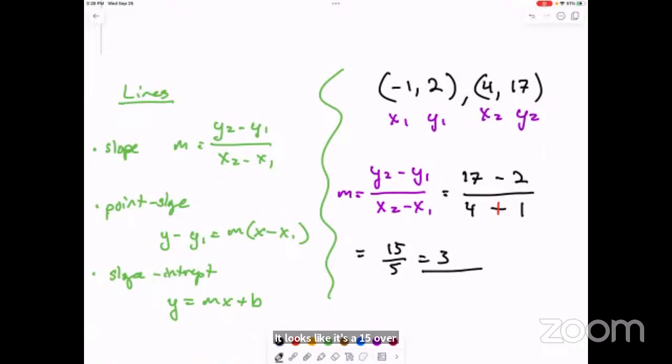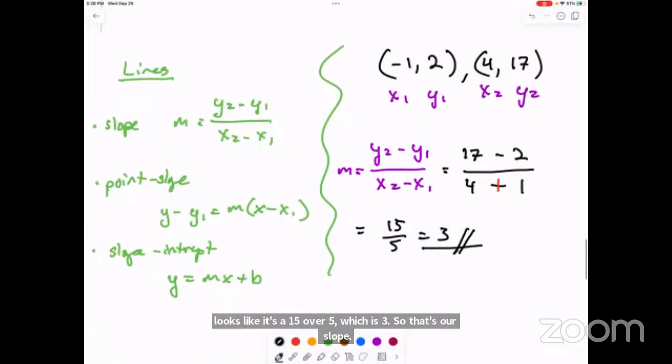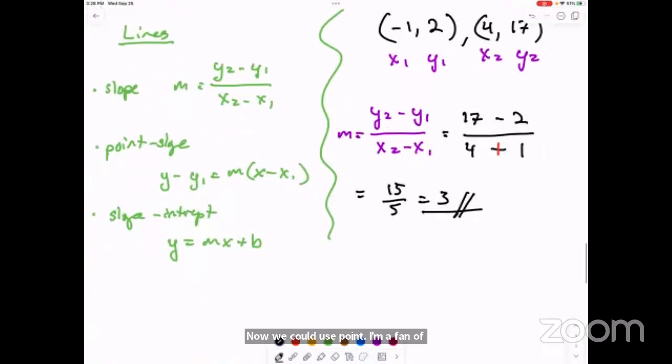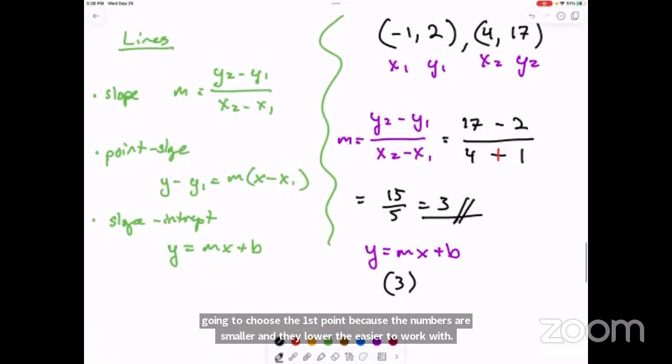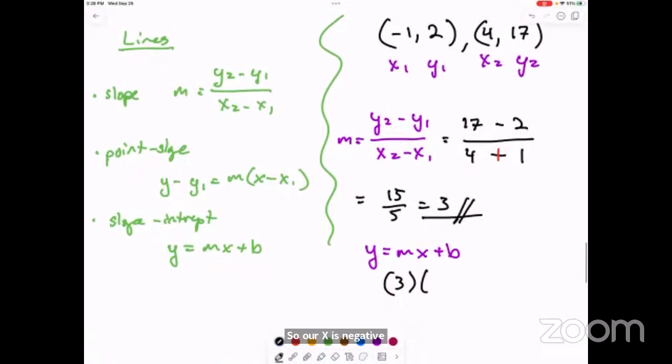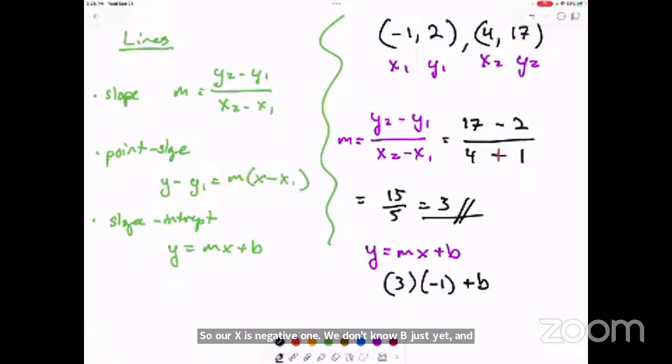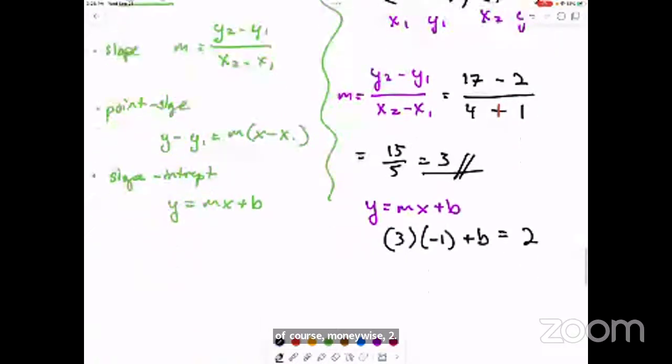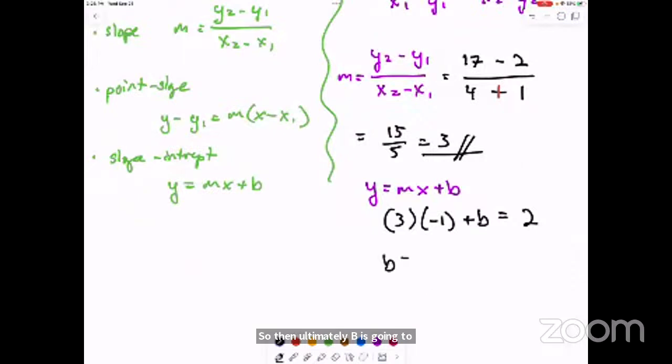Now we could use point slope. I'm a fan of slope intercept, so I'm just a fan of y equals mx plus b. Our slope is 3. I'm going to choose the first point because the numbers are smaller and a little bit easier to work with. So our x is -1. We don't know b just yet. And the corresponding y is 2. So then ultimately b is going to be equal to, we add 3 to both sides, so that's 5.